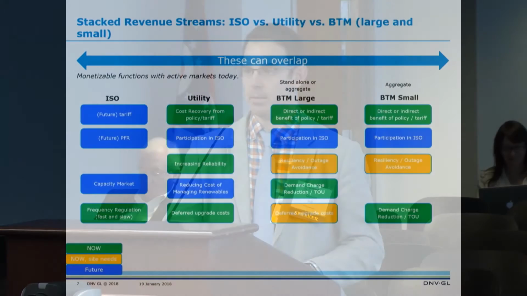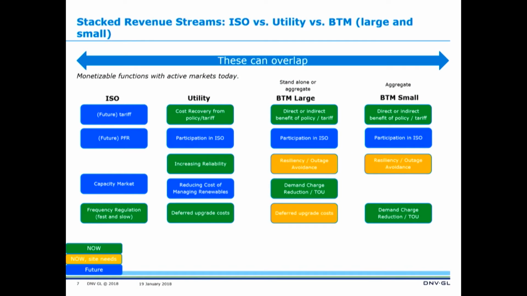At the utility scale, you can see some overlap. There's a direct benefit from, say, a cost recovery mechanism. Again, the California Resource Adequacy Payment is a good example of this. But then there's also a financial benefit of increasing reliability, what storage can do, and then deferred upgrades. So if you can stack those 3 value streams together, we're seeing that in projects today. And that's something that's working for utilities.